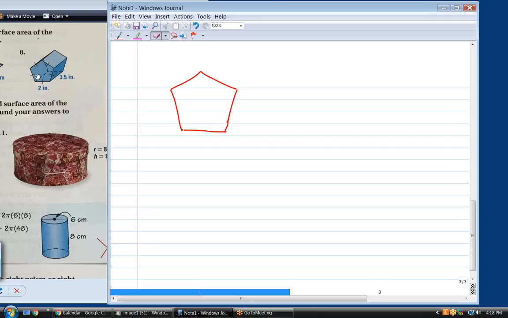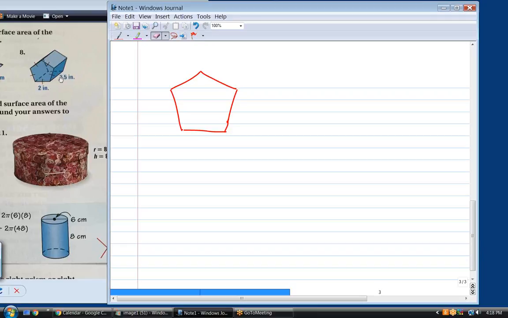So, for the volume, it would be the area of the pentagon times the thickness of the thing, right? In other words, volume is always, for prisms, the area of one base times the thickness. In this case, the thickness is 3.5 inches. But again, sounds like you're more interested in surface area.